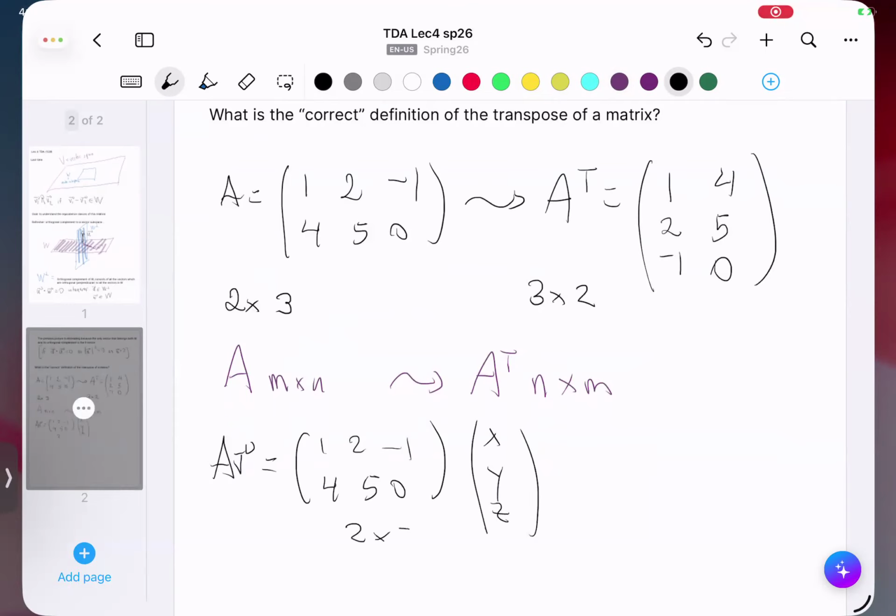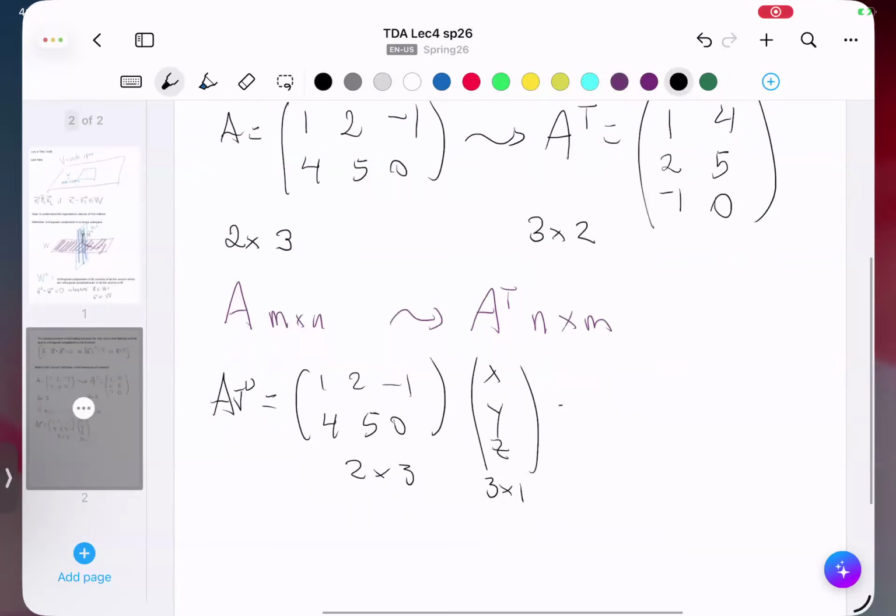Because this is 2 by 3, right? And this is 3 by 1, and the sizes match, so you can do the multiplication, and you end up with something 2 by 1. So you end up with a vector of 2 entries. From this perspective, you end up with x plus 2y minus z, and then you do 4x plus 5y plus 0z, which is just 0. That would be the way you could do the matrix multiplication.